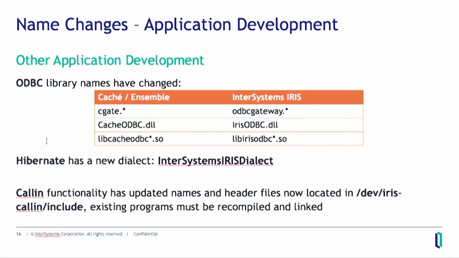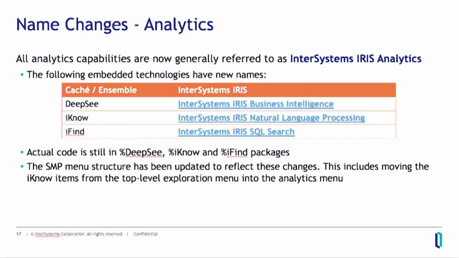Application development. So C gateways now becomes the ODBC gateway. Caché ODBC, IRIS ODBC, also the library changes name. Hibernate has a new dialect, the InterSystems IRIS dialect. And so this is all straightforward, and I don't think too much of a concern.